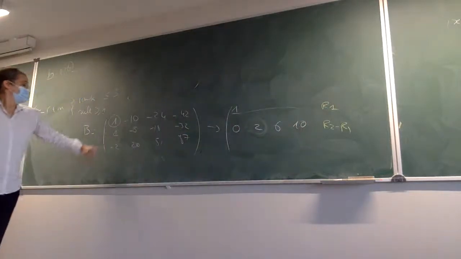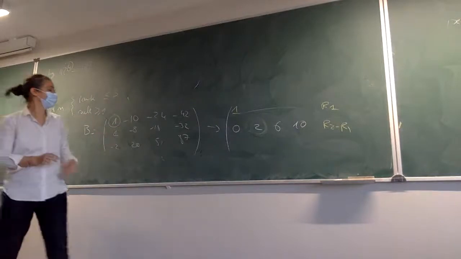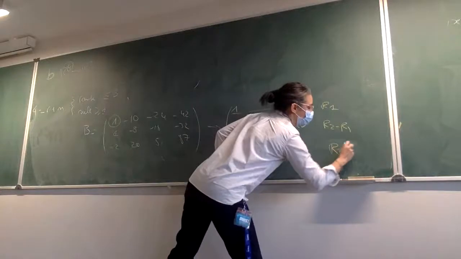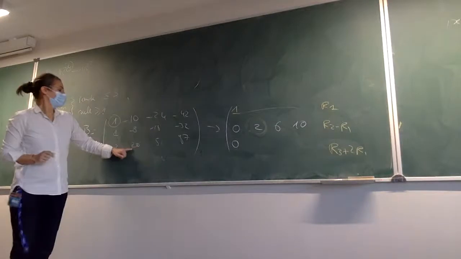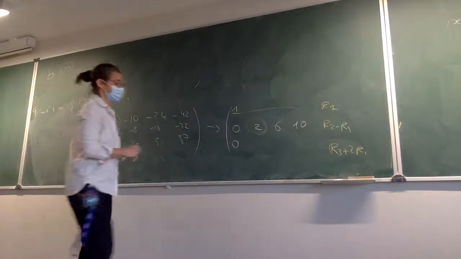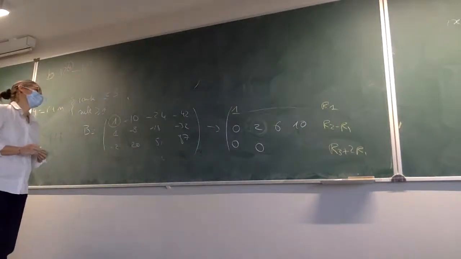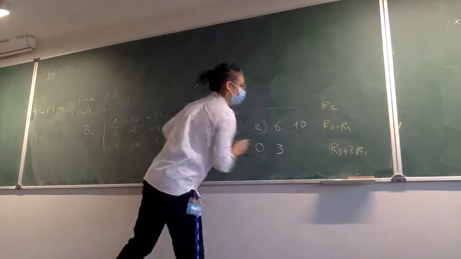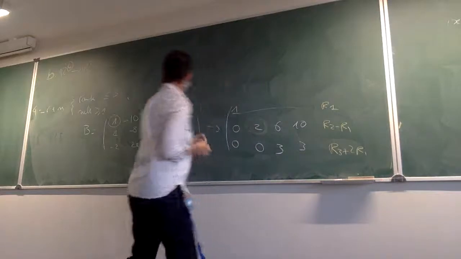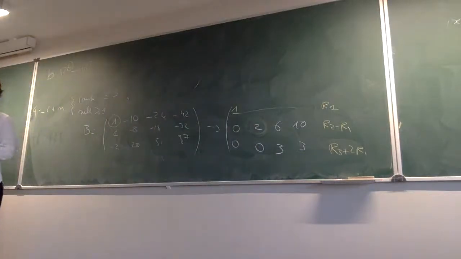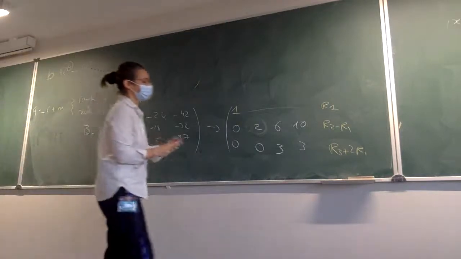Row 3 combined with row 1 and only row 1. So row 3 plus 2 row 1. So I get my 0 here, which was my aim. 20 minus 20, that I get another 0, so that we get something simple. 53. So here I've got all the information that I need. Here I have 3 pivots.